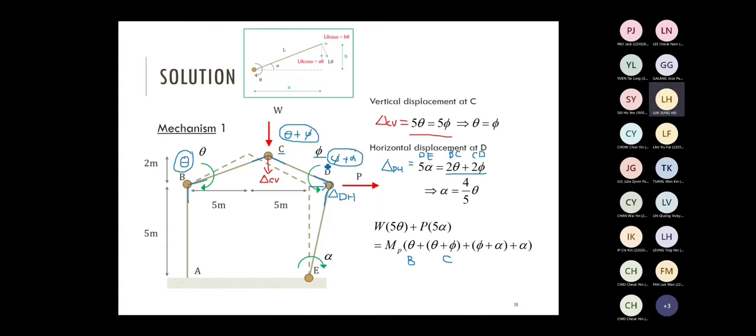Actually, you just need to look at the rotation of the adjacent members, then you have the rotation at the plastic hinge. Finally, point E is easy because point E is at the bottom. There's nothing below it, so it is just alpha. 4 plastic hinges, 4 terms: B, C, D, E. This is the plastic work.